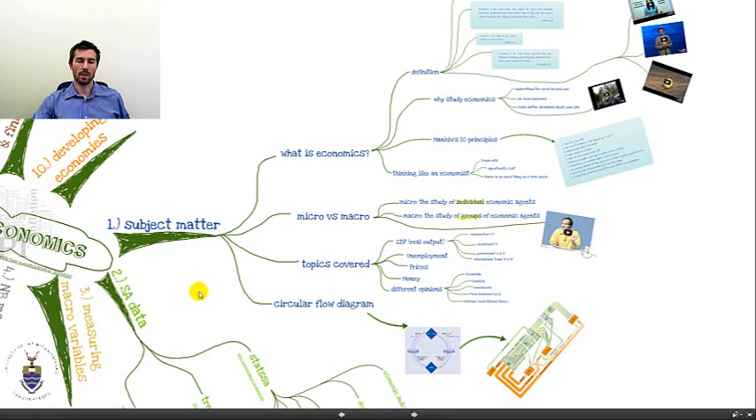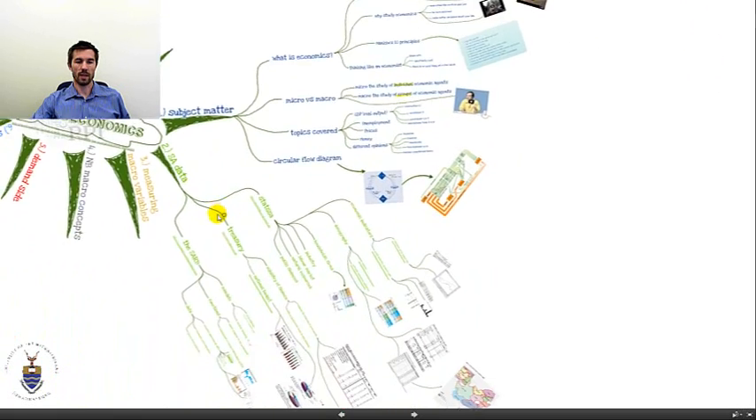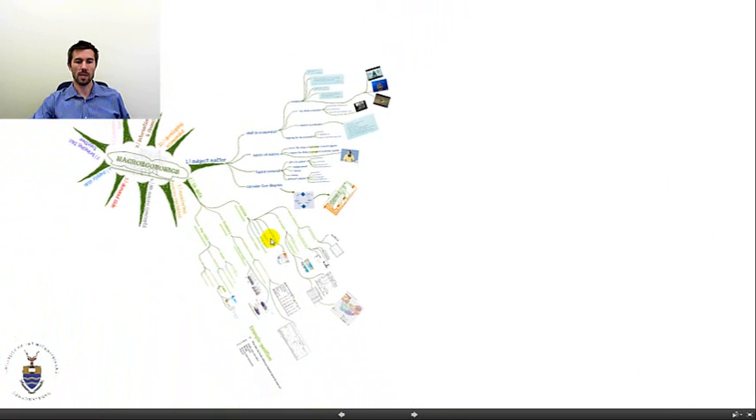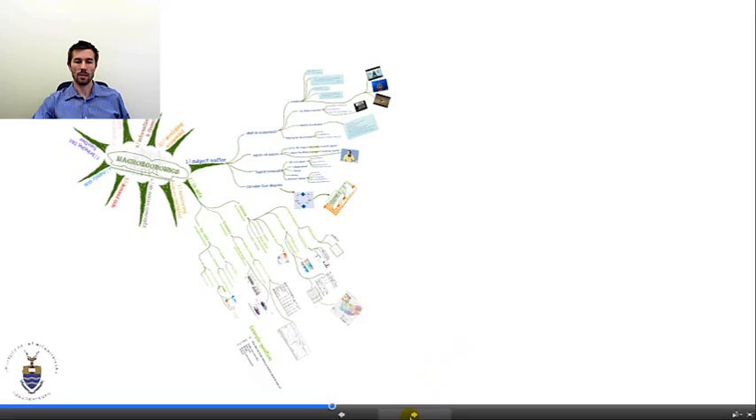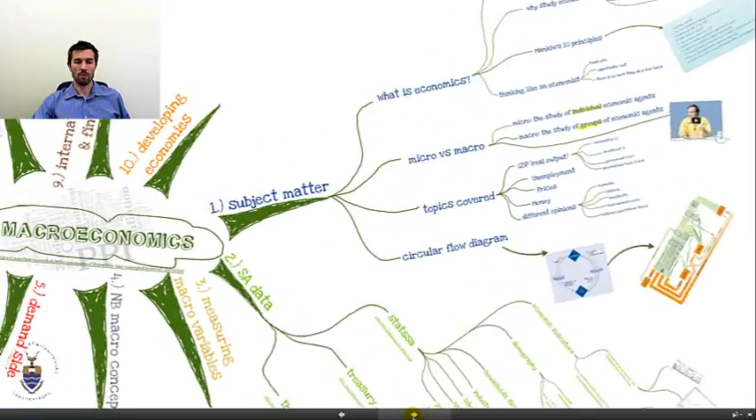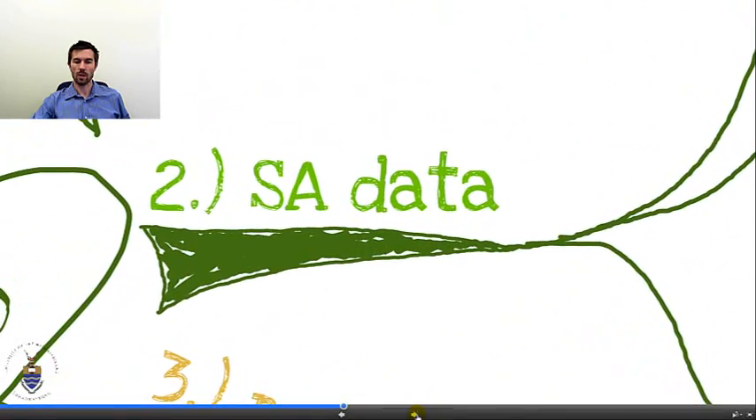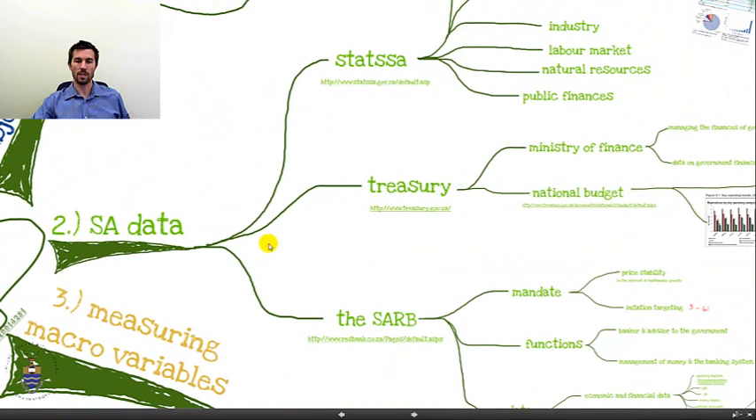You can see here that I have in fact expanded the mind map to include a second arm dealing with South African economic data. So without further ado, let's talk about that. First thing to know is that if you want any data or information about South Africa's economic performance, there are 3 institutions from which you can gather that data. There's Statistics South Africa, there's the Treasury, and there's the South African Reserve Bank, also known as the SARB.